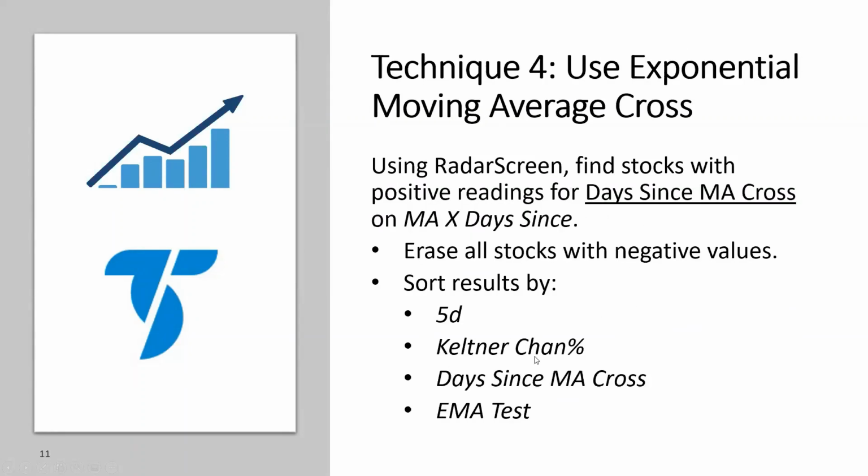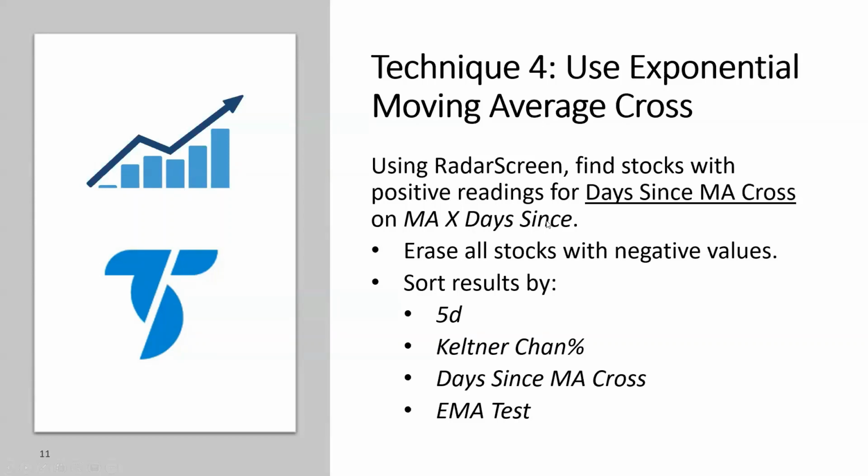Technique number 4 is using exponential moving average crosses. Using radar screen, find stocks with positive readings for days since MA crossed on MAX days since.